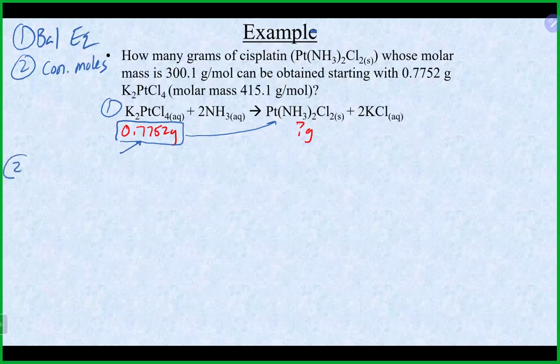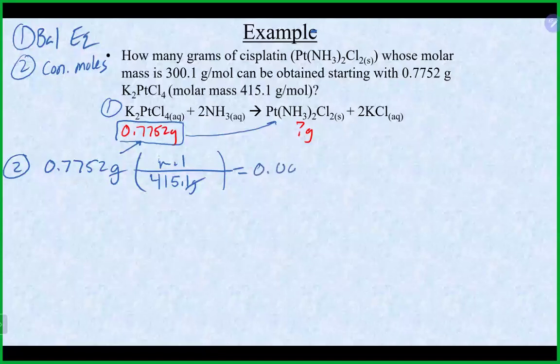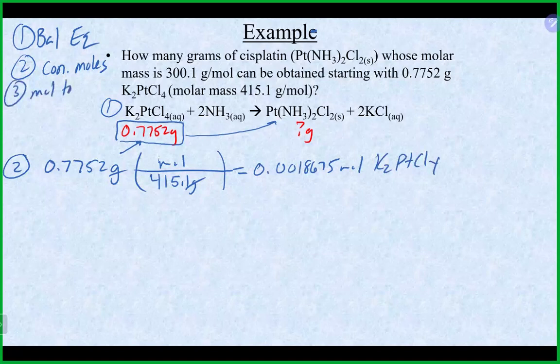They were nice enough to give us the molar mass here. If they didn't give you the molar mass, you would need to go to the periodic table and add up everything. In this case, it looks like 415.1 grams per mole. Grams are going to cancel. You don't necessarily have to get an answer at this point and could continue on with the calculation, but if you did get an answer, I would not round too much until the end. That's going to get you 0.001867 moles of our K2PtCl4.